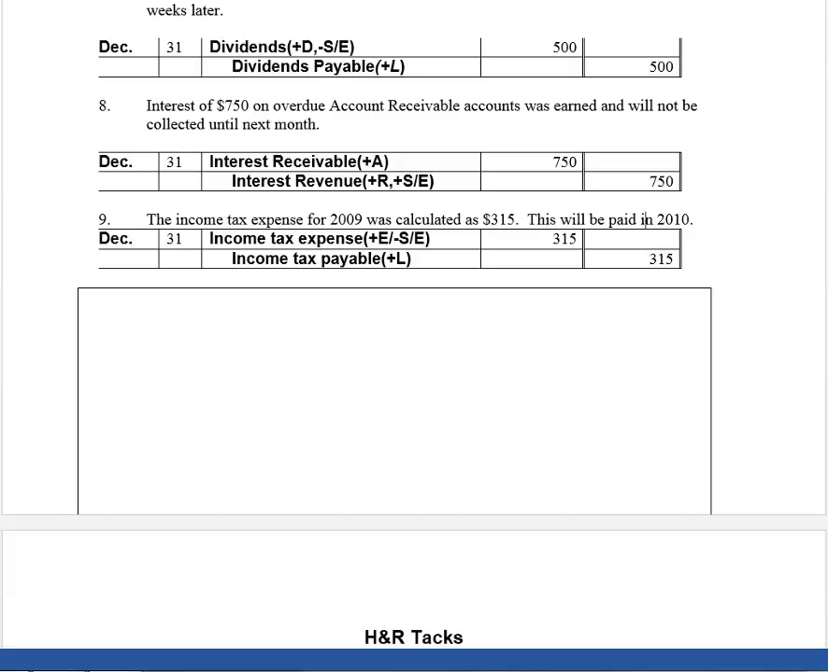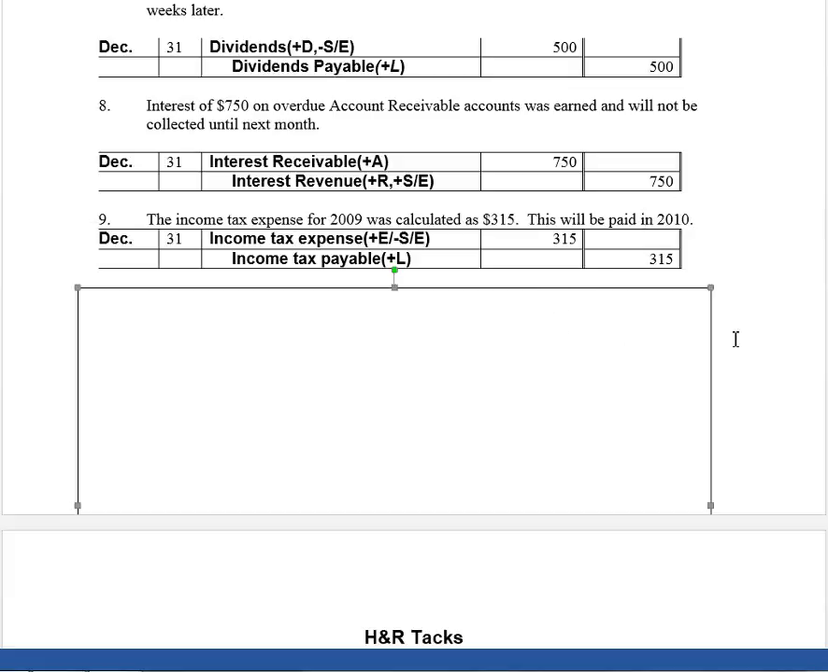All we're telling you here is that the income tax that they've incurred as a cost during the year but haven't yet paid Canada Revenue Agency is $315. They're going to pay it in 2010. So all the company's going to do is recognize the fact that they've incurred a cost of running their business, which we're going to show as income tax expense debit, and they owe the money later. Income tax payable gets credited because a liability represents the amount that we owe now, but we're going to pay later. So we're going to credit that for $315.